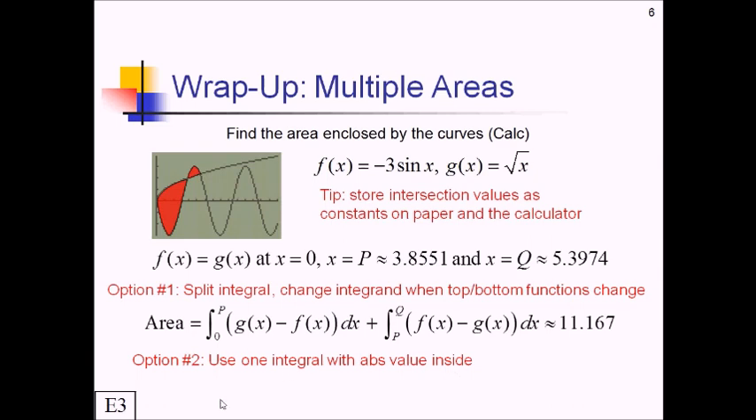So this would look like the integral from 0 all the way to Q. We're going to do this in one shot, but now I'm going to have the absolute value of, and I guess it doesn't matter, we'll just do f of x minus g of x dx. This ensures that I always end up with positive distances even when the f function is below the g function like in this first area. Let's pause the video and go to the calculator to do this one.